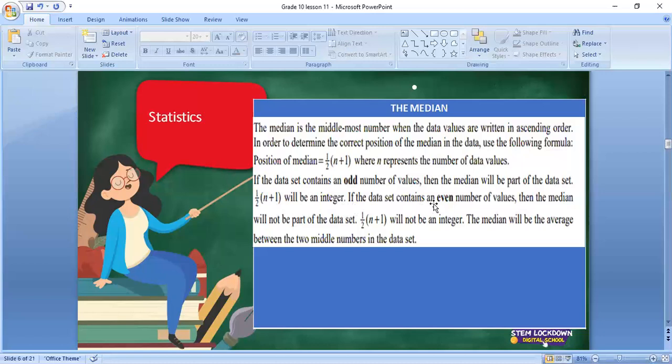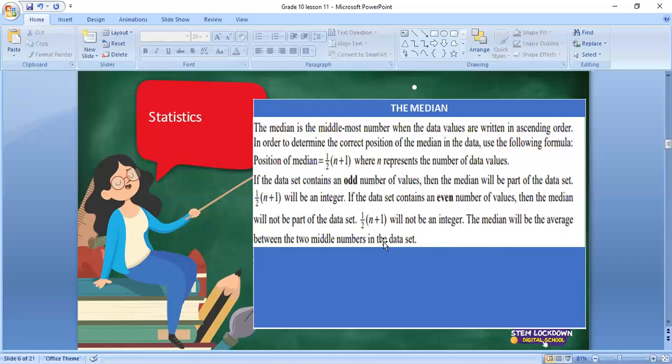But if the data set contains an even number of values, then the median will not be part of the data set, because we have to add the two middlemost ones and then divide by 2. So 1 over 2 into n plus 1 will not be an integer. The median will then be the average of the two middlemost numbers.